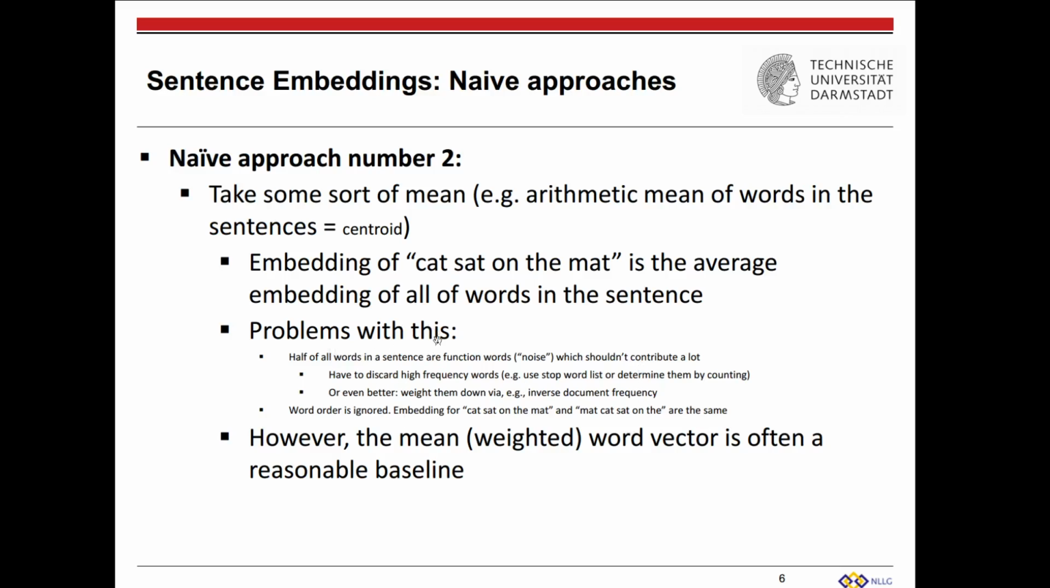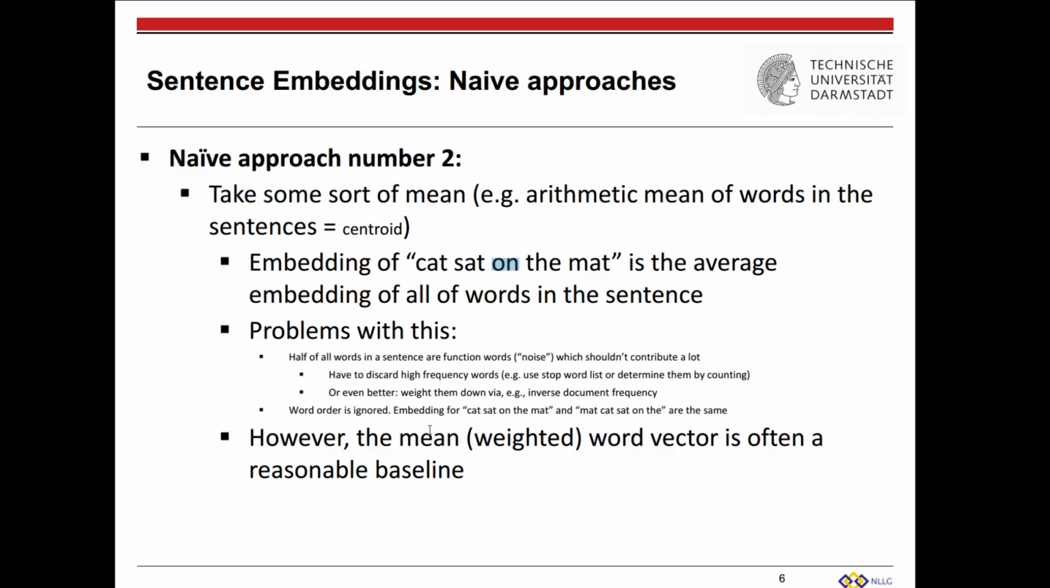it is known by laws of linguistics that half of all the words in a sentence are function words, and these function words are like articles, the and a. Like this is a function word. Prepositions are also function words, and they should really not contribute a lot. But if we do this naive averaging, then they contribute just as much as all of the other words, and this is maybe not a good thing, right? What we could do to address this is discard high frequency words. For example, we could use a stop word list, or determine the high frequency words from a big corpus, so we could downweight them or remove them. That would be an option.